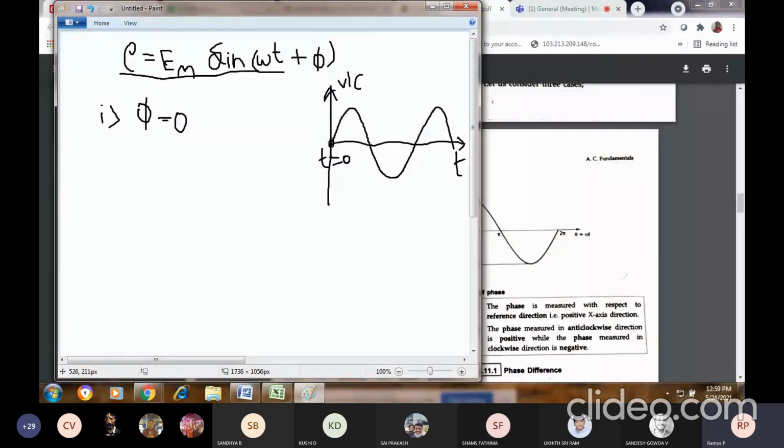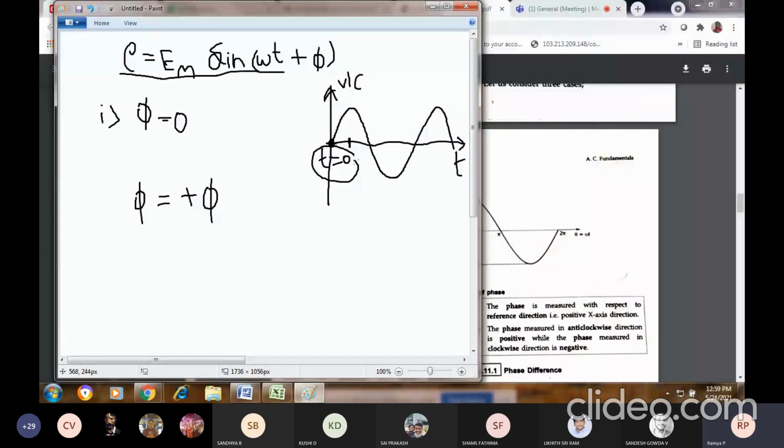Suppose my phase angle is positive. In place of phi I will put it as plus phi. So plus phi means what is that? At an angle. So instead of taking my voltage here, I'm maintaining some angle phi here. I'm maintaining the angle phi when t is equal to 0. I'm not maintaining it at zero here.